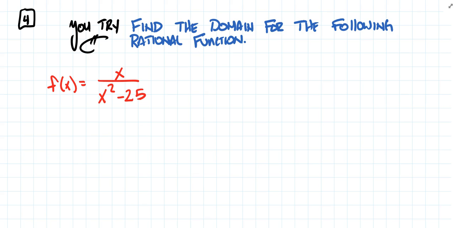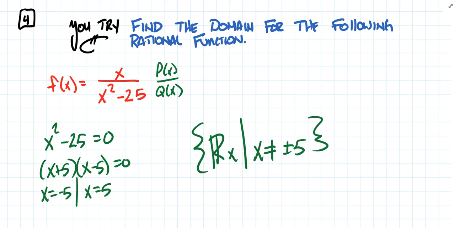Box number 4 is another U-try. Go ahead and find the domain for the following rational function. Okay, hopefully you got the answer of all real numbers x such that x is not equal to plus or minus 5. The way that you get that is you take a look at the denominator. You recognize that that's the difference of two squares. So you factor correctly to the difference of two squares and solve for 0. And there is your answer written in set notation.